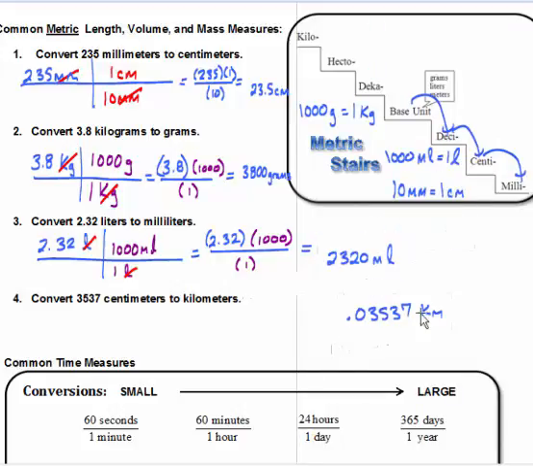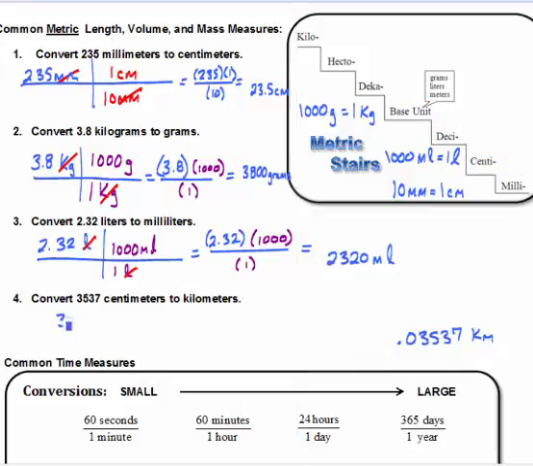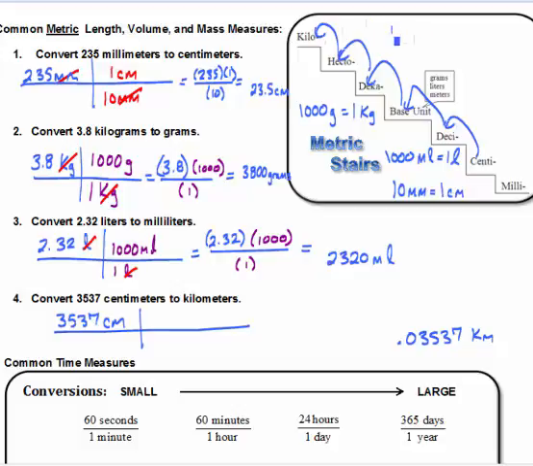And then for the last one, if I did this one as well, I could start with 3,537 centimeters. And then I just count the stairs all the way up, so I started from centimeter is where I'm starting from, and I'm going up to kilometer. 1, 2, 3, 4, 5. So that would basically be 1 with 5 zeros after it. So that would be 100,000 centimeters equals 1 kilometer.